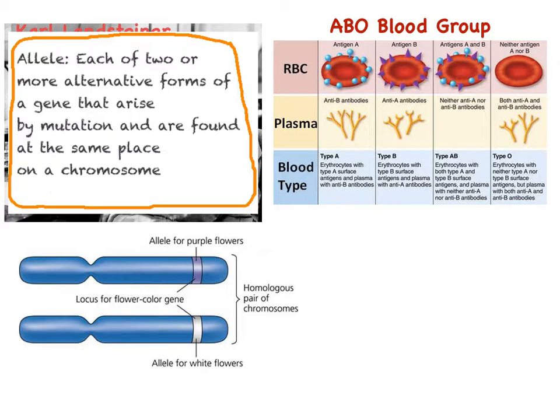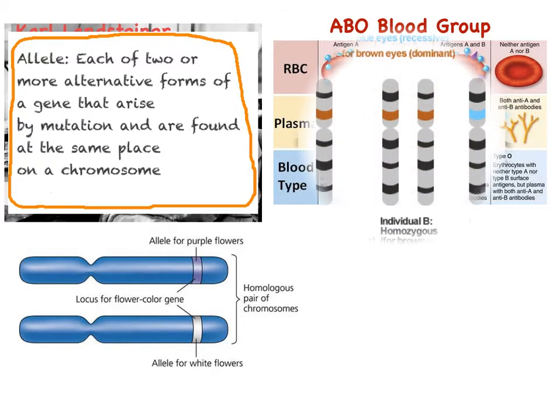In this example, we have a gene which gives rise to flower color. The gene is the flower color gene, but it has two alleles. The flowers can be purple in color, and the flowers can be white in color. So the gene is one, a color gene, but it has two alleles, one allele giving rise to purple flowers, one giving rise to white. According to the definition, they are present on the exact location of the chromosome, on two homologous chromosomes. So that's a basic idea of an allele.